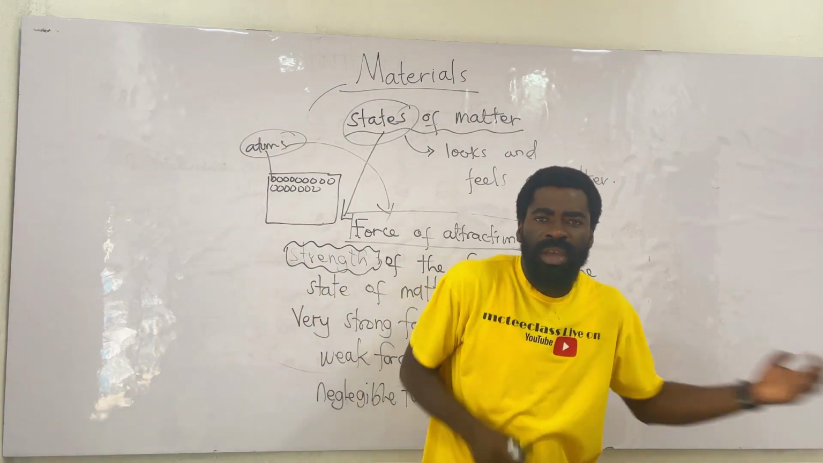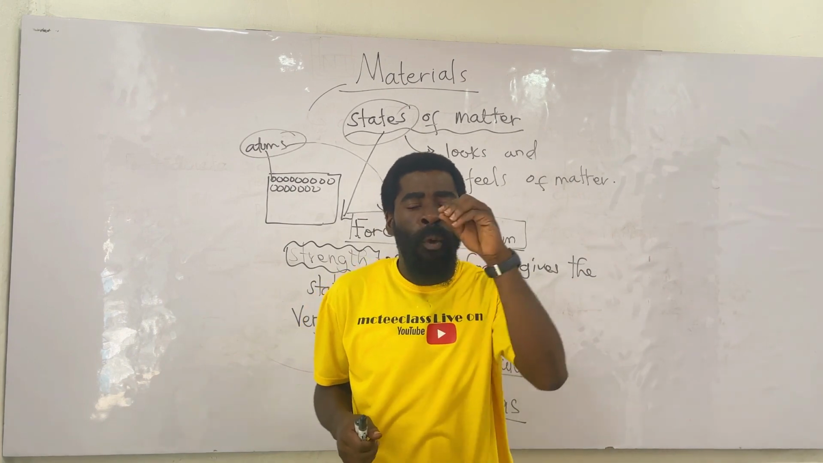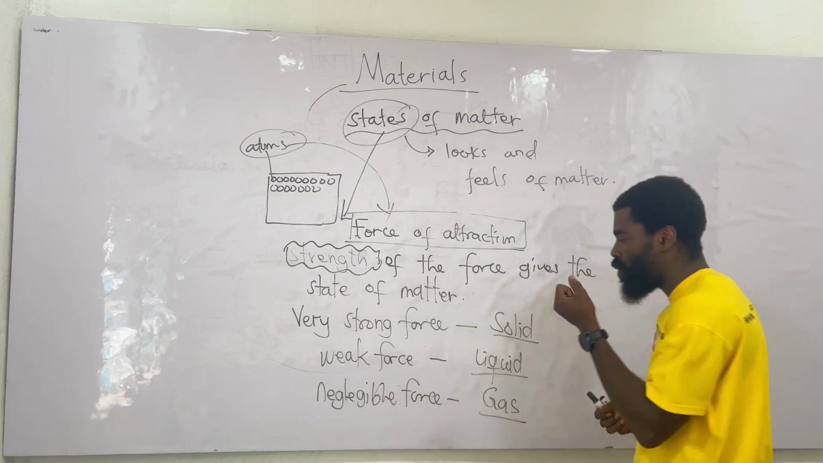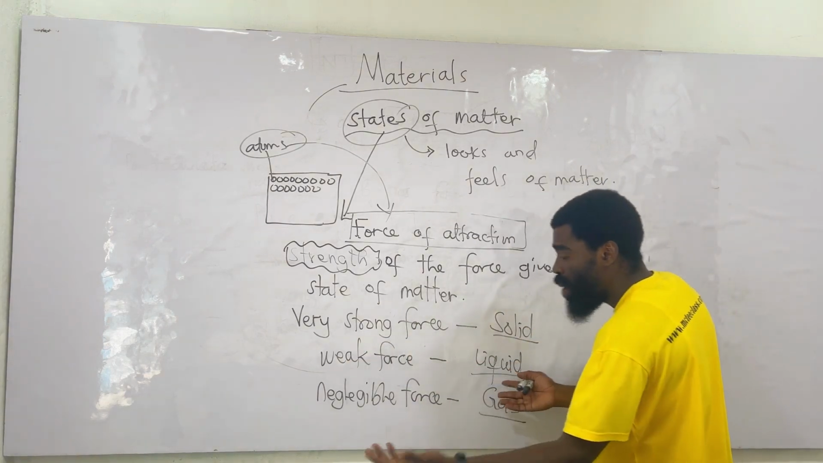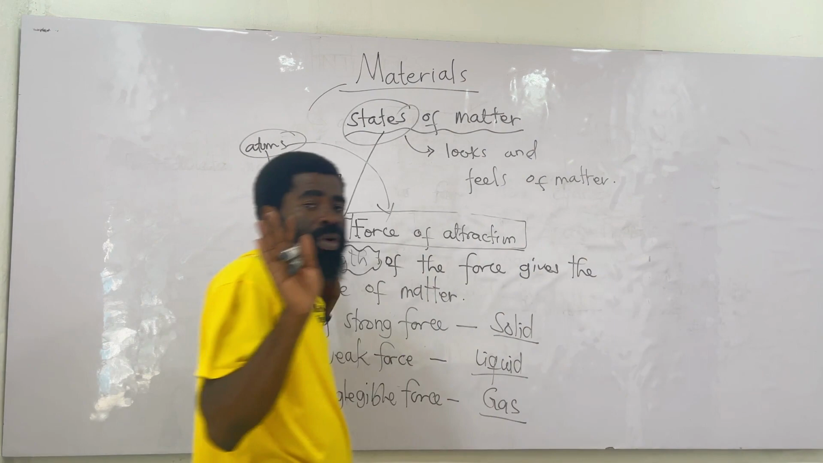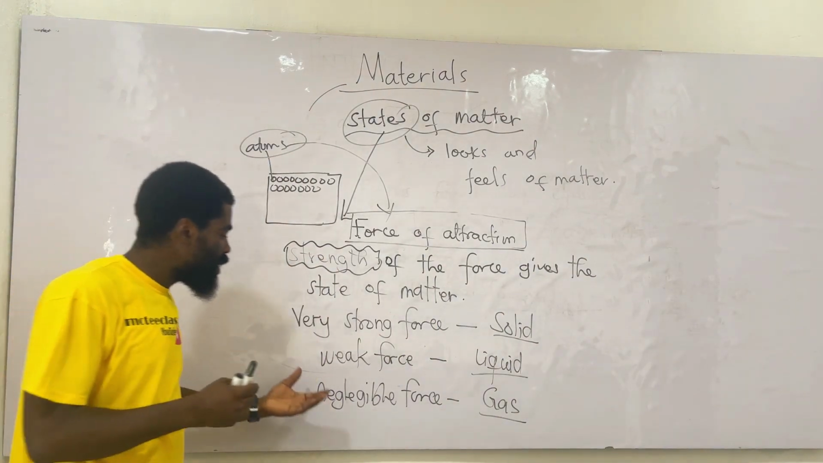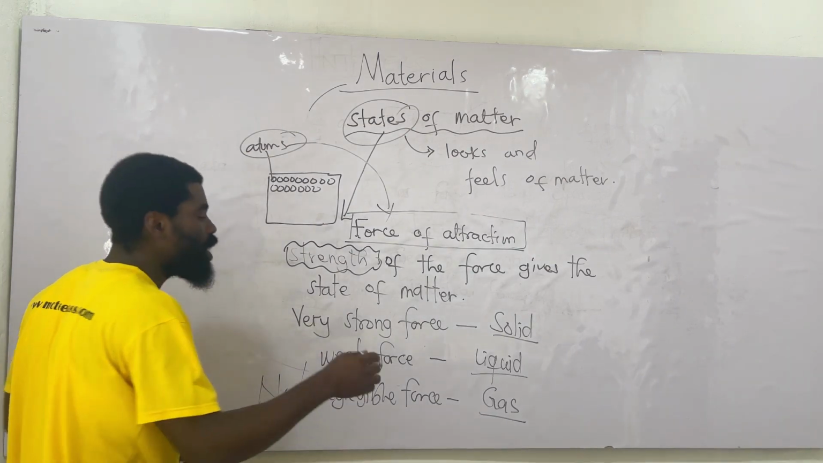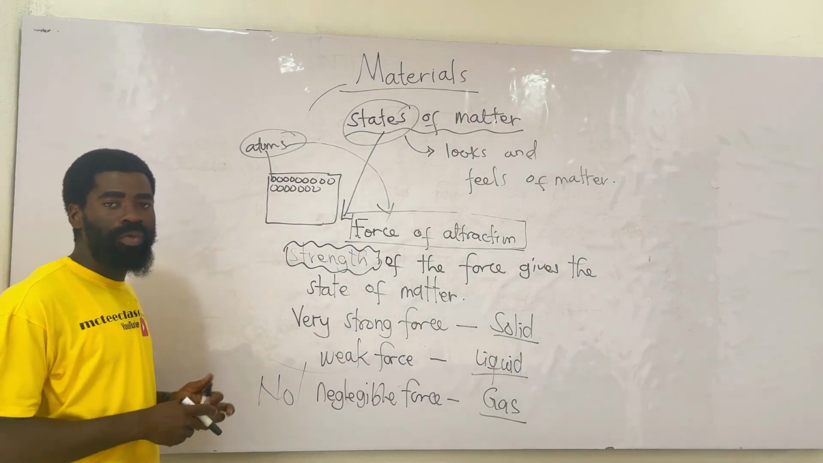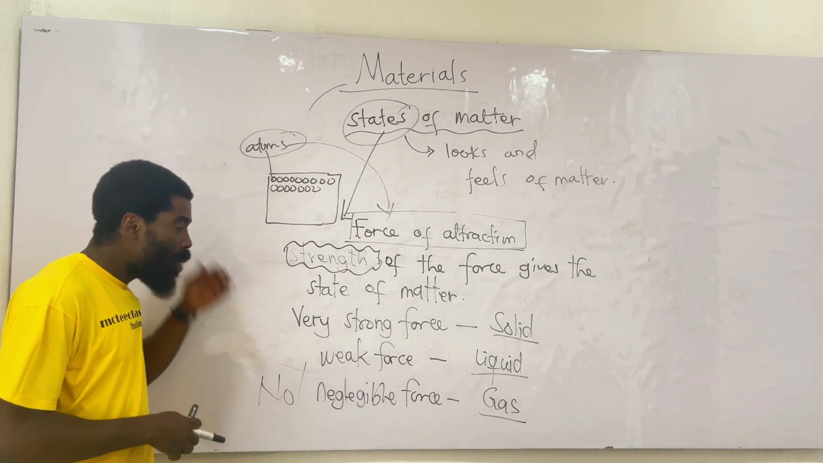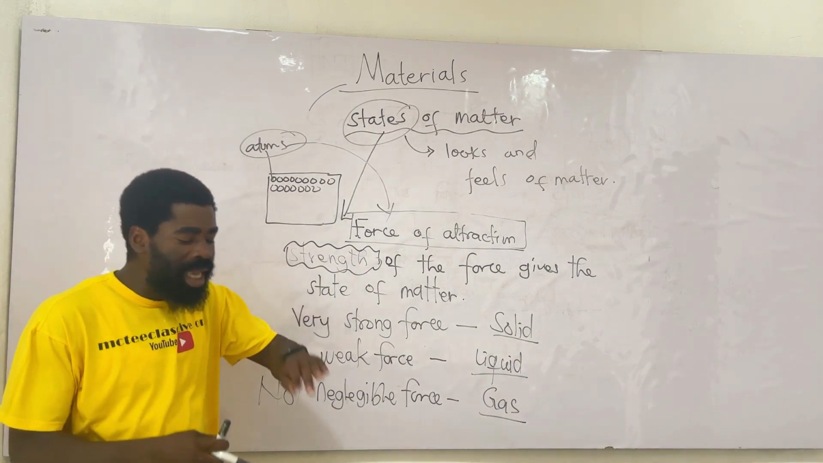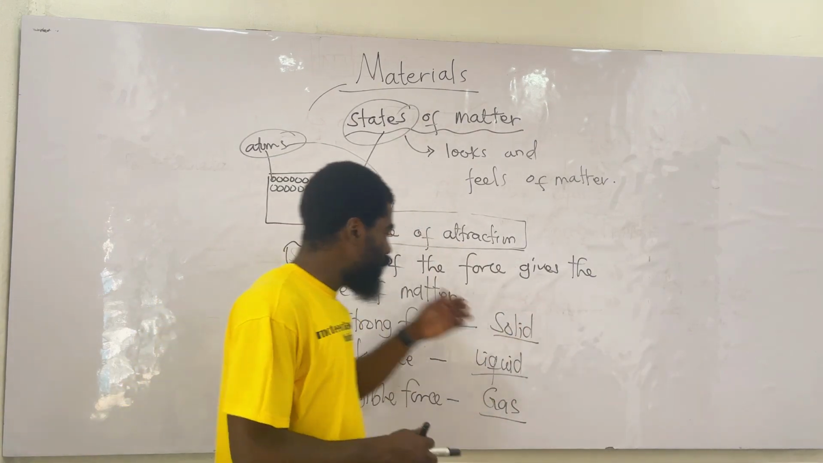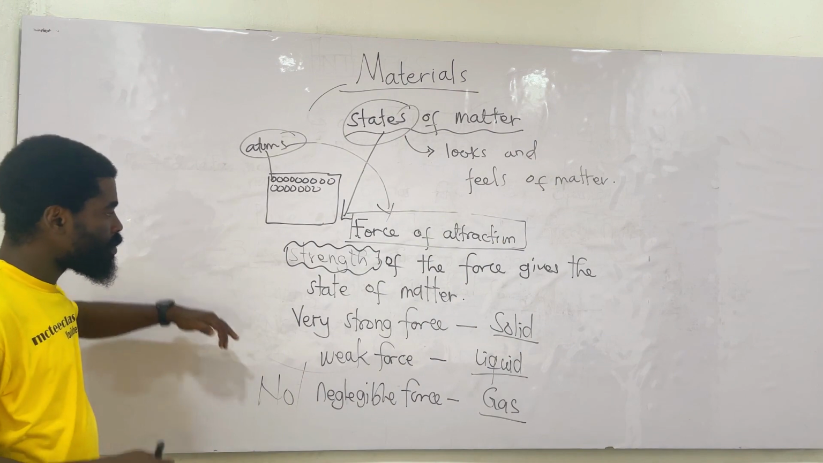Some you see to be solid, you see them to be liquid, and some of them are gases. Why are they solids? Because they are held together by the strong force of attraction. Here the force of attraction is very weak, so weak that it's considered to be negligible, or no force. You get the point I'm making here. Good. When you understand this, you understand what we call the change of state of matter.